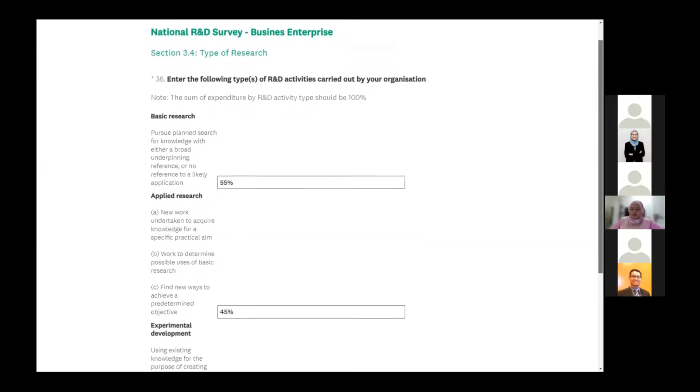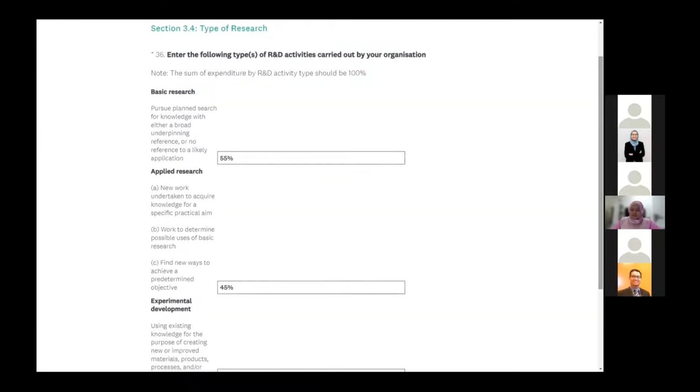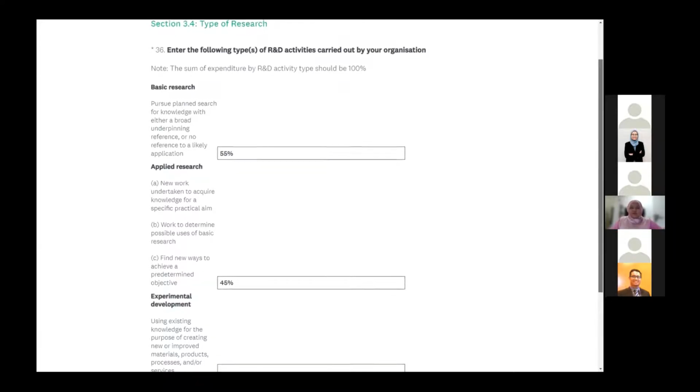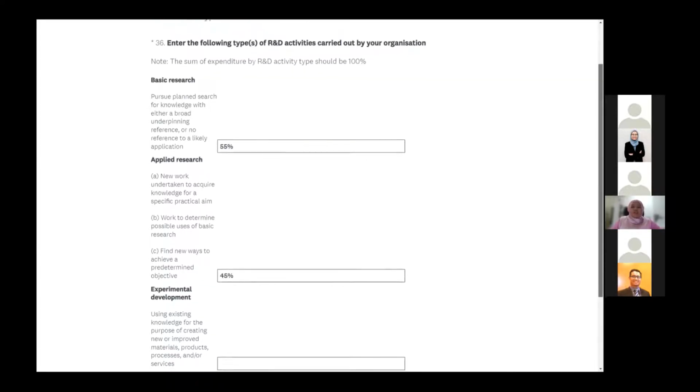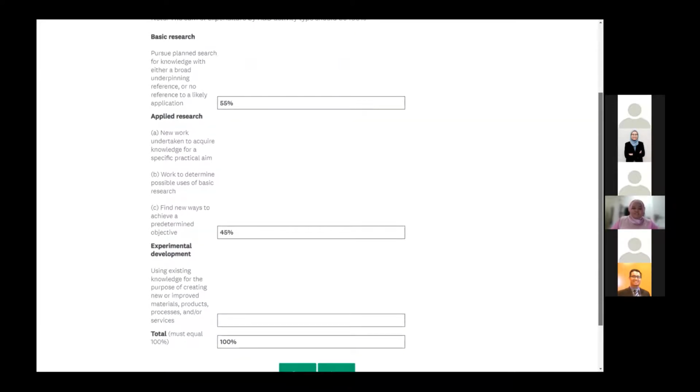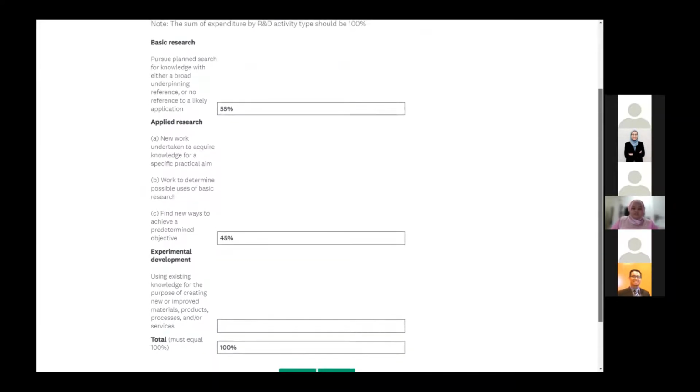All right, so we are done with the SEO and national priority area. We come to the type of research that has been done. Types of research that is classified within our national survey right now is divided into 3, which are basic research, applied research, and experimental research.